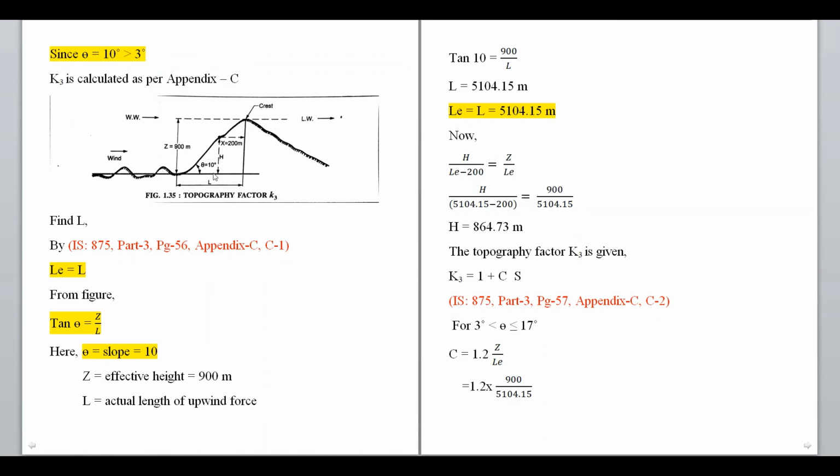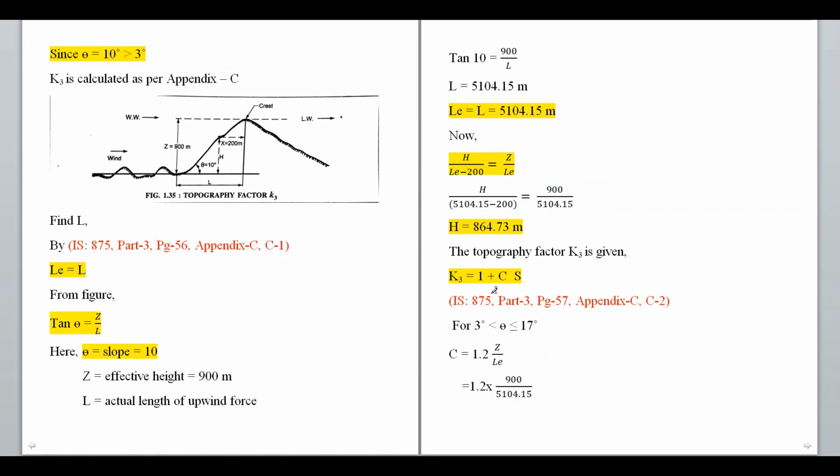Now we need the height of the building location from the bottom of the base. You can see there is one triangle from the crest and a second triangle from the building location. So H is equal to LE minus 200, because the building is 200 from the crest. Z by LE, 900 divided by the effective length. So H is 864.75 meter.